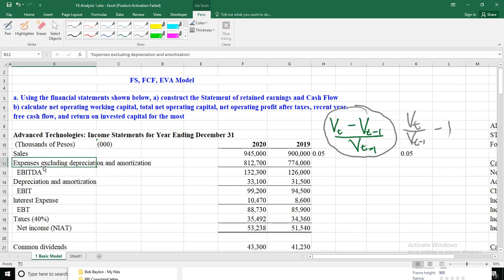Is there any particular reason why sineparate si depreciation and amortization? Why of all the many expenses, bakit sila yung hiniwalay? Bakit hindi expenses excluding transportation expense? Expenses excluding insurance expense or interest expense? Sorry for the insurance, it should be interest expense. Bakit siningle out si depreciation and amortization? What do you think is the logic behind that? Any guess? Any answer?